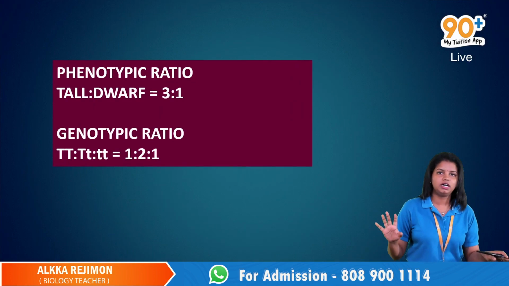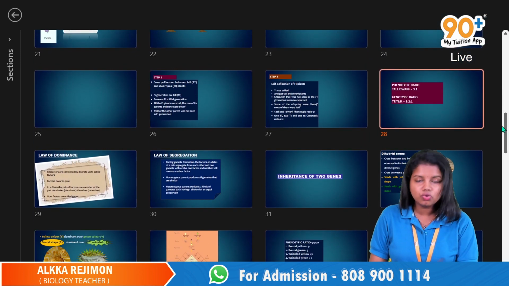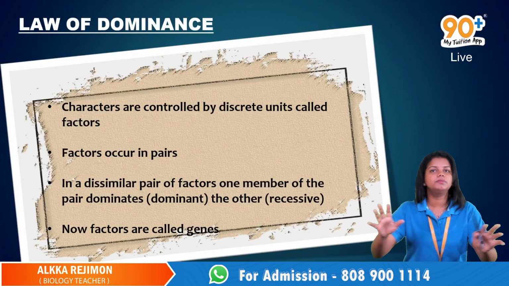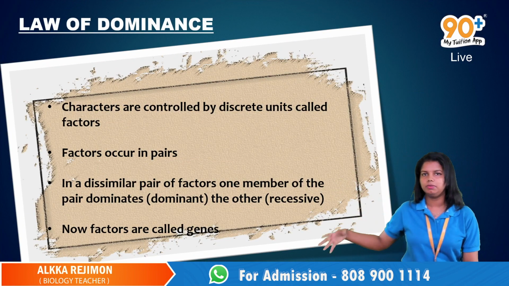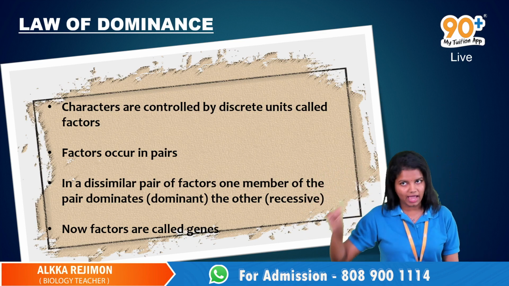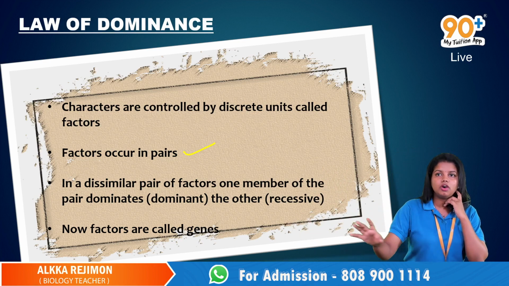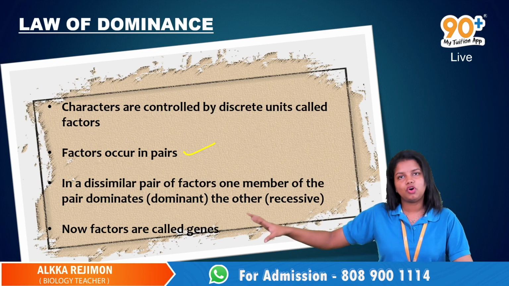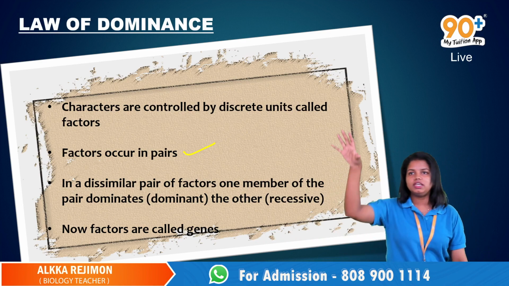That's pretty much about the first experiment and its results. Now moving on to some rules of inheritance, the laws of inheritance or principles of inheritance. So the first law is the law of dominance, which we already saw in the experiment. Characters are controlled by discrete units called factors. Factors occur in pairs. In a dissimilar pair of factors, one member of the pair dominates the other. The dominating one is the dominant gene. The recessive one will be the recessive gene. Today we are calling the factors genes.